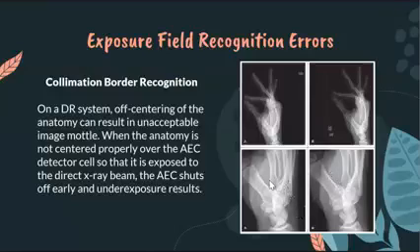So how does this happen? Exposure, when it reaches the image receptor and the AEC feels that the exposure is sufficient, it will cut off. So the anatomy should be properly centered on your image receptor.